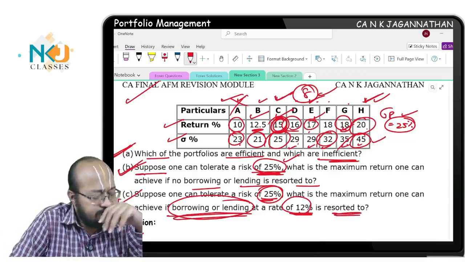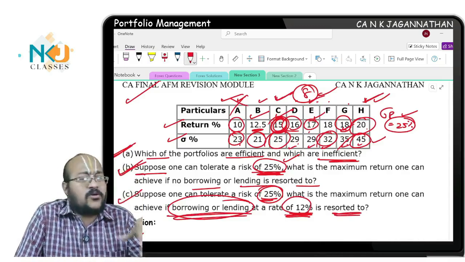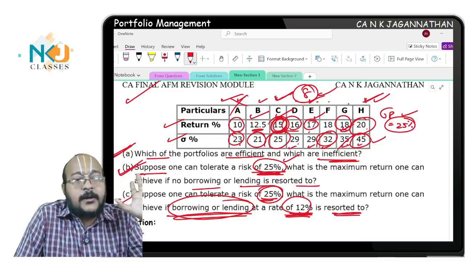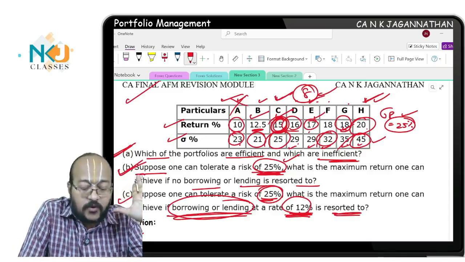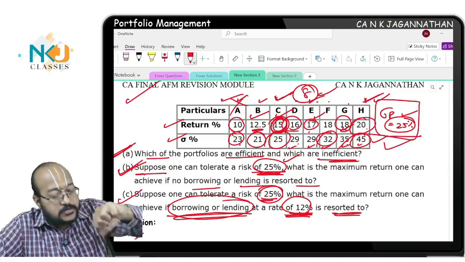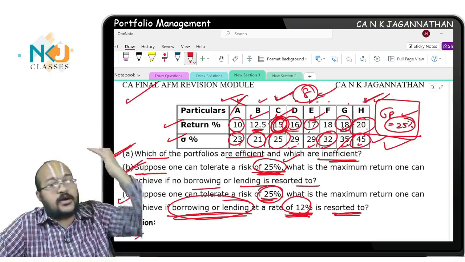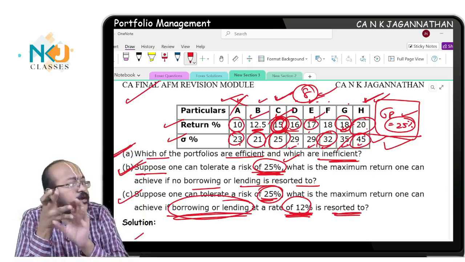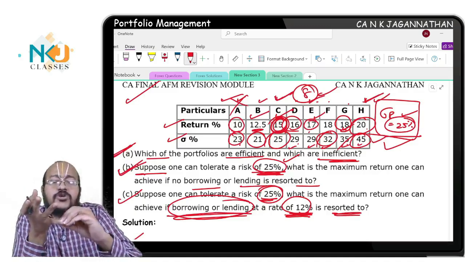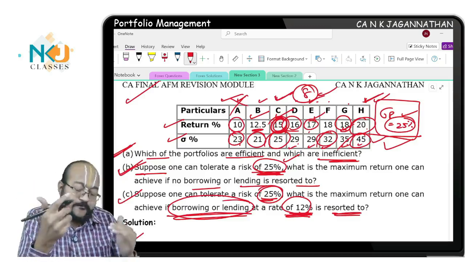The risk-free rate of return is 12%. Borrowing or lending can be done. You can borrow at 12% or invest at 12%. This is the risk-free asset. You can combine any risky asset with this 12% borrowing or lending, but you should achieve 25% portfolio risk. What would be the maximum return I can earn by taking 25% risk, where that risk arises from borrowing or lending and investing in individual securities? Are you understanding? Which means either a combination of investing in the risk-free asset and investing in a risky asset, or a combination of borrowing at the risk-free rate and investing further in a risky asset. Are you understanding? This we need to compute now.